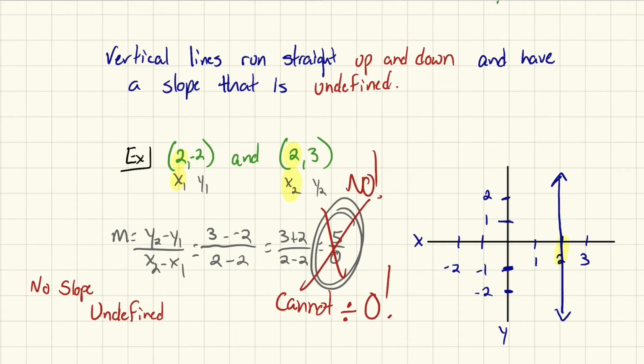If I needed to write an equation for that, I just take a look at the line. I say, oh, cool, it crosses 2 on the x-axis, so x is equal to 2.